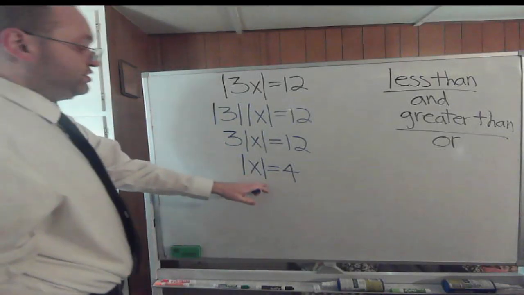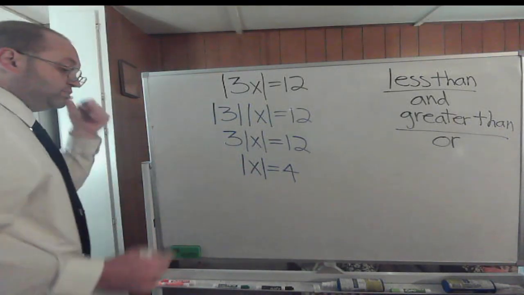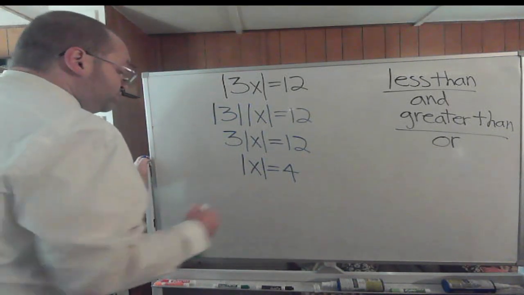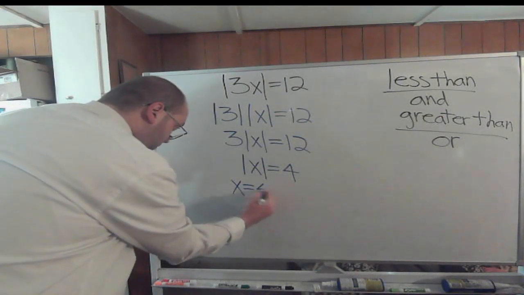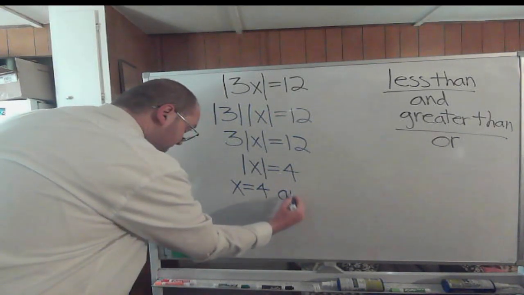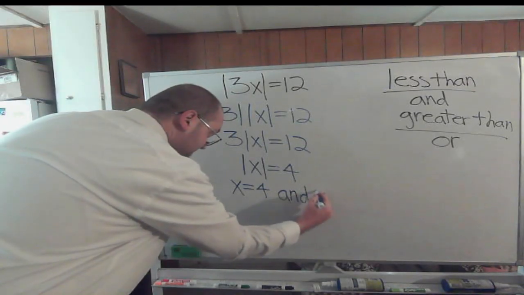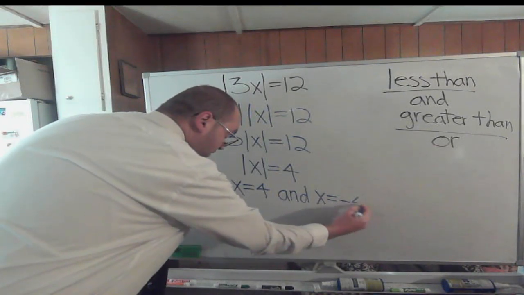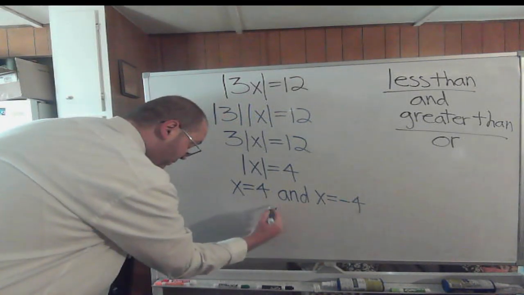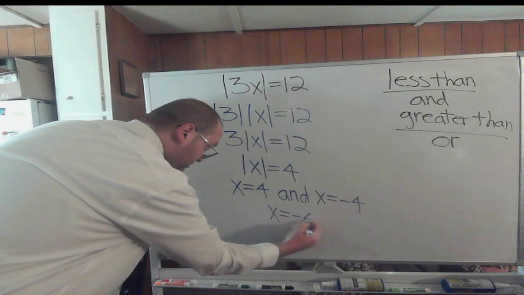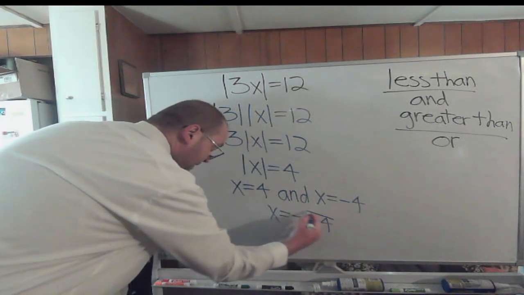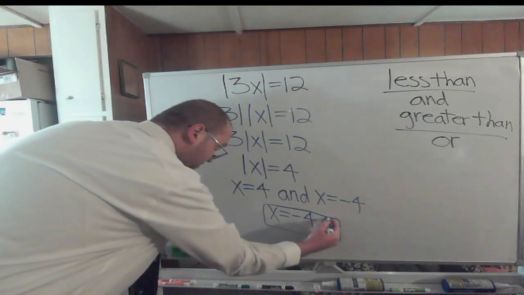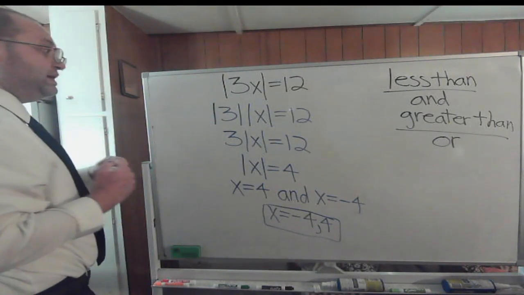Alright, so now we're reduced to the absolute value of x equals 4, which means now you're going to have two solutions. You'll get x equal to 4 and x is equal to negative 4. So therefore your two solutions of x are going to be negative 4 and 4. That would be it for your answer. x would equal negative 4 and positive 4.